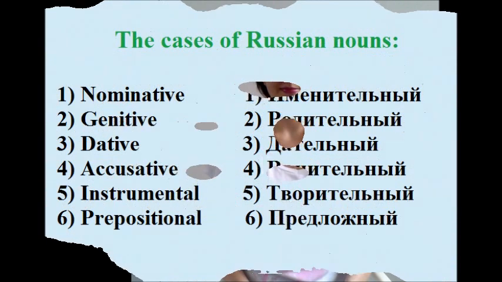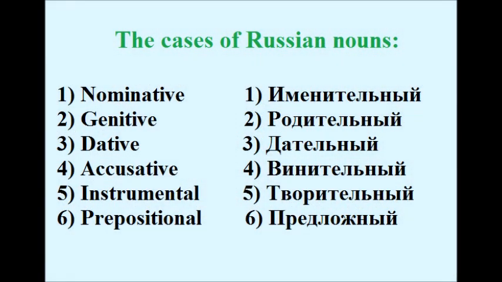There are six of them: the nominative, the genitive, the dative, the accusative, the instrumental, and the prepositional. Именительный, родительный, дательный, винительный, творительный, предложный.